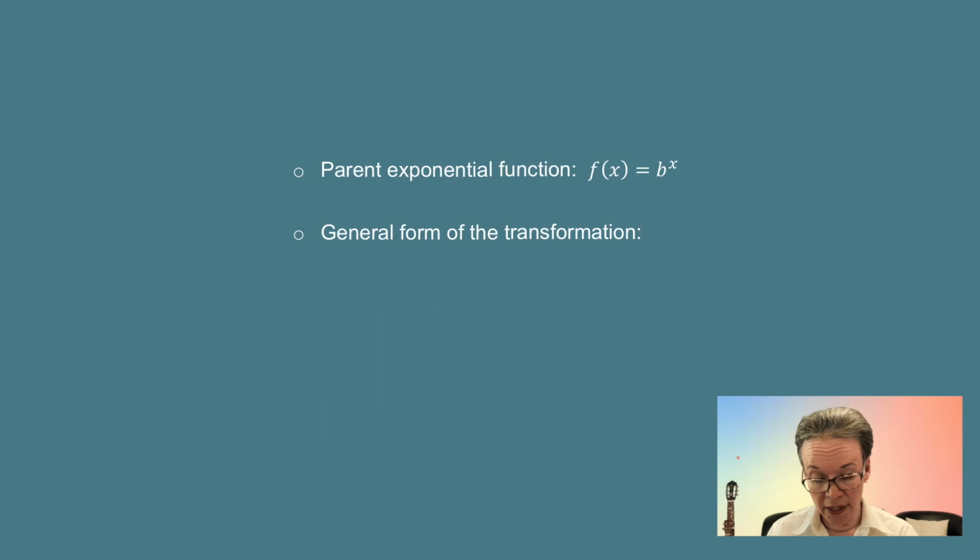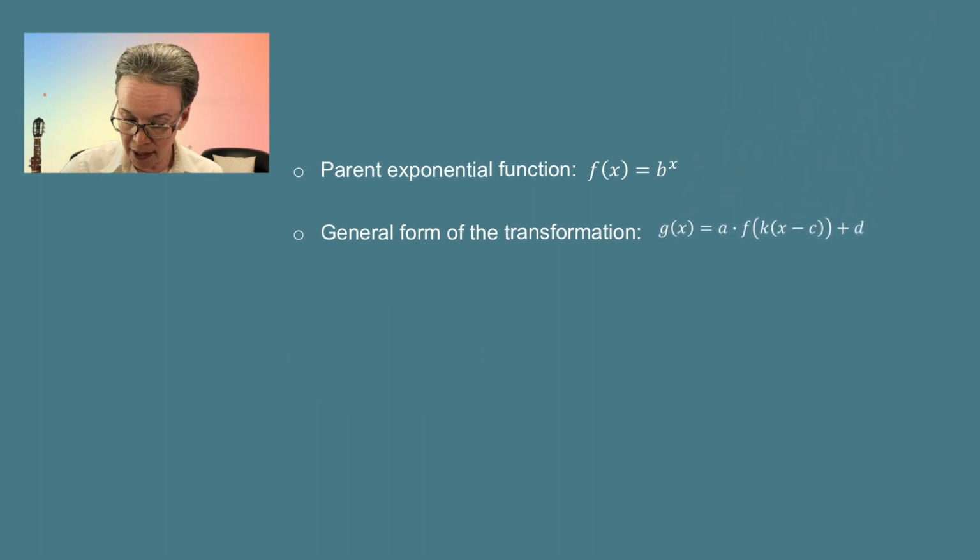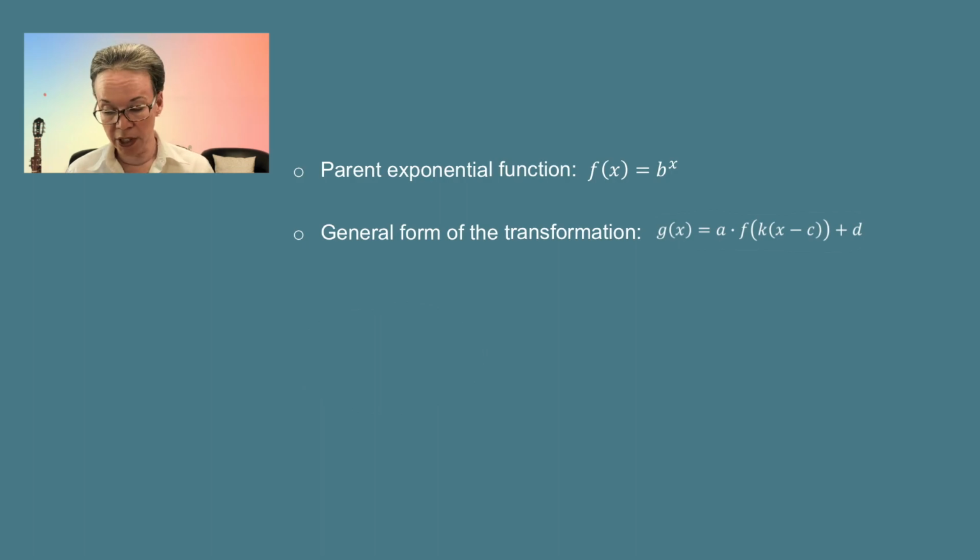Now, what we're going to do here is the following. We are going to start with the parent function, f of x equals b to the x. And with this function as the parent function, I want to see what the general form looks like whenever you apply all the transformations, a, k, c, and d. Remember that the general form that we just looked at had this particular expression, right? The expression a times the function f of k, x minus c, plus d.